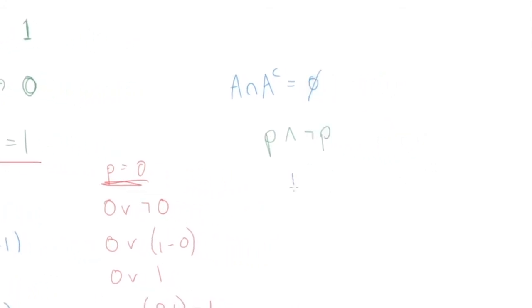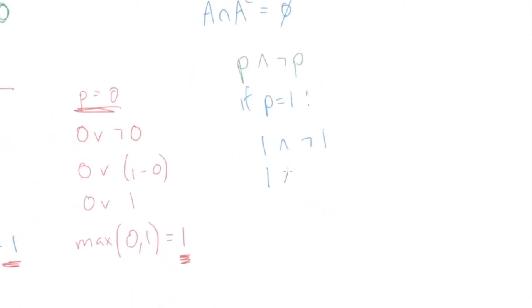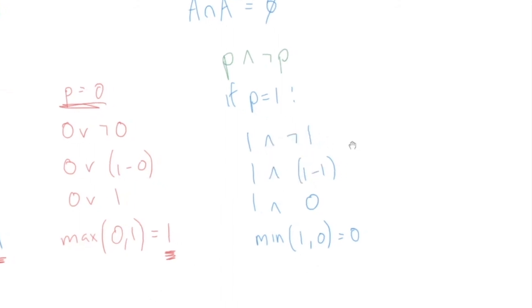Let's say that P equals 1. So if P equals 1, then P and not P would be 1 and not 1. So that would equal 1 and 1 minus 1, which would be 1 and 0. And then we know that and is the minimum value of 1 and 0, and the minimum value of 1 and 0 is 0. Okay? So far so good.